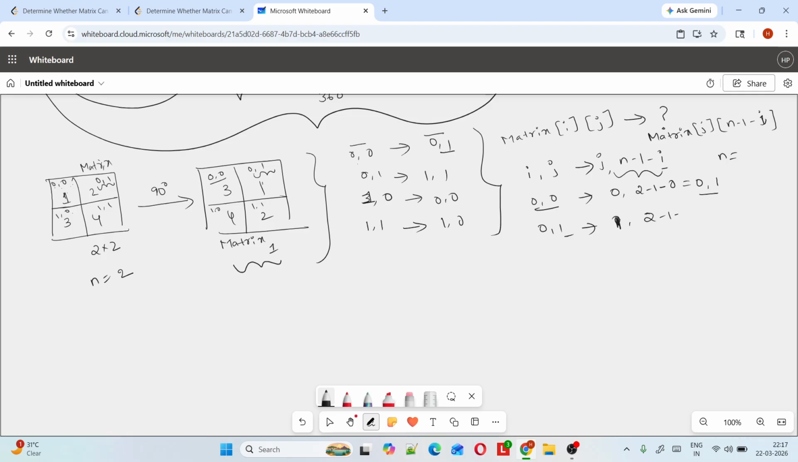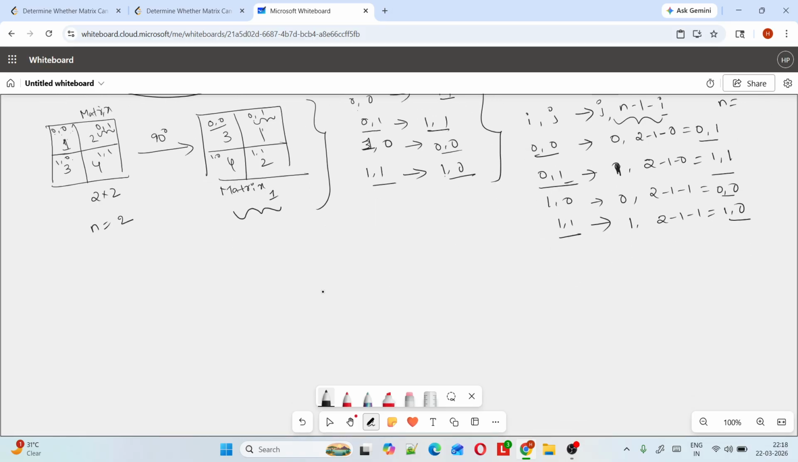Now 2 minus 1 minus 0, that will be 1 comma 1. See, 0 1 1 comma 1. Similarly 1 comma 0, and 2 minus 1 minus 1, that will be 0 comma 0. 1 comma 1 is also 1. 2 minus 1 minus 1, that will be 1 comma 0. 1 comma 1, we have achieved 1 comma 0. See, 1 0 1 0 0 0 0 0.